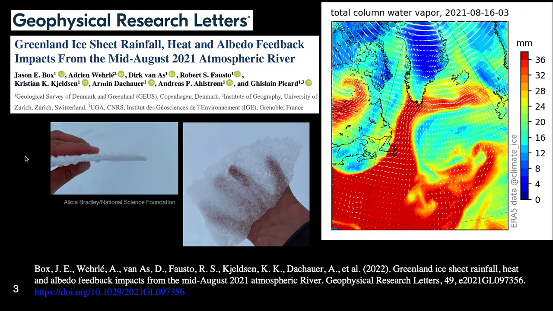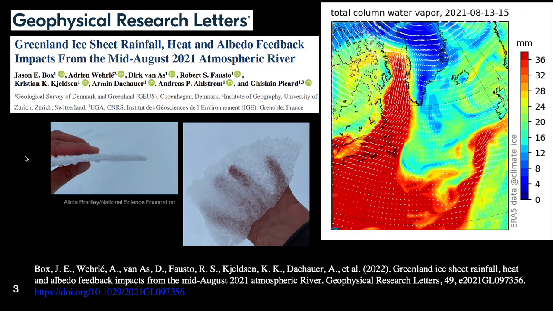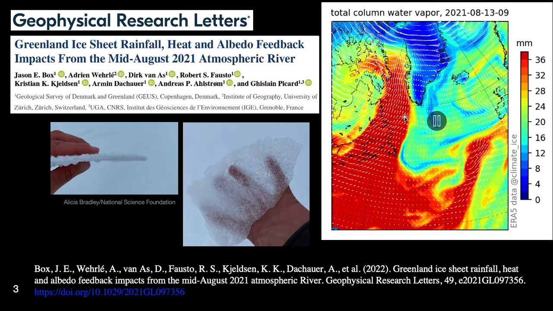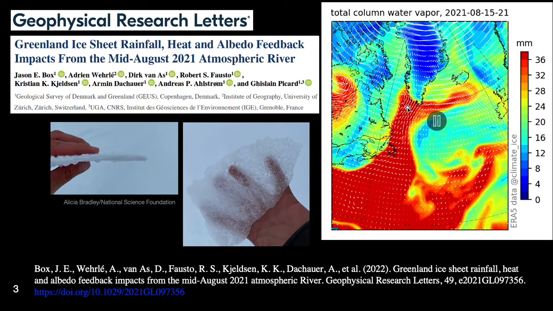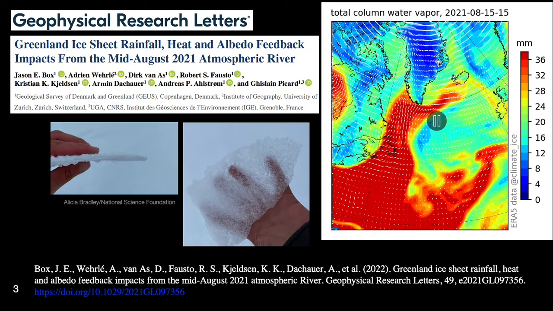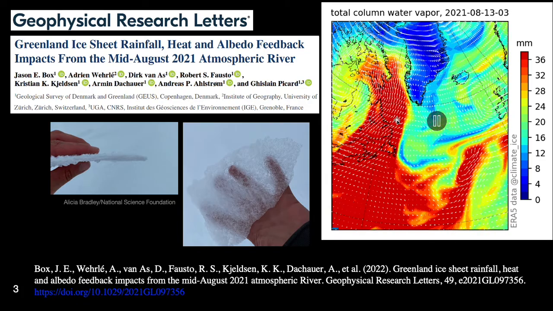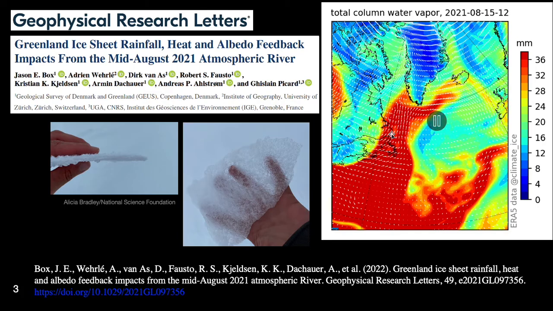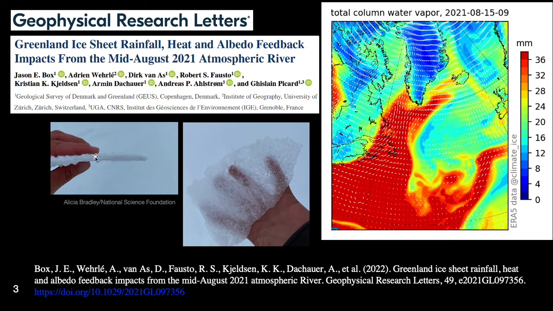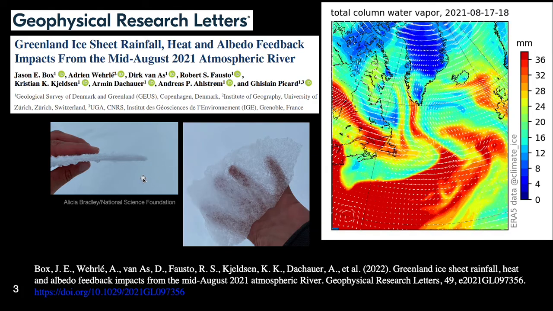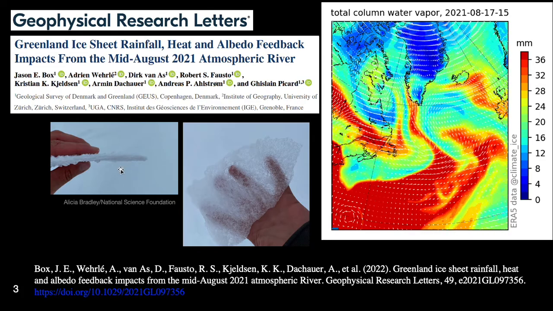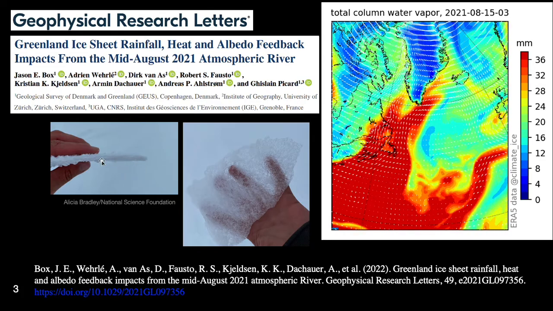finds that the driver of the rainfall that was witnessed at the highest point of the ice sheet was an atmospheric river. That's a concentrated poleward flow of heat and moisture. And this produced the largest rain extent on the Greenland ice in the last 40 years, at least. Field workers observed this ice crust, and surprisingly, there were no rain gauges running at Summit Station. I'm sure there are now.